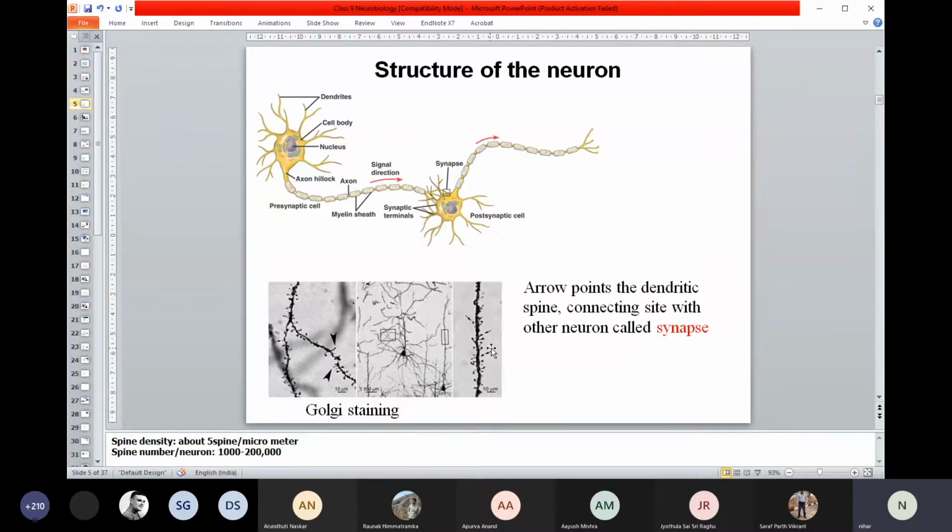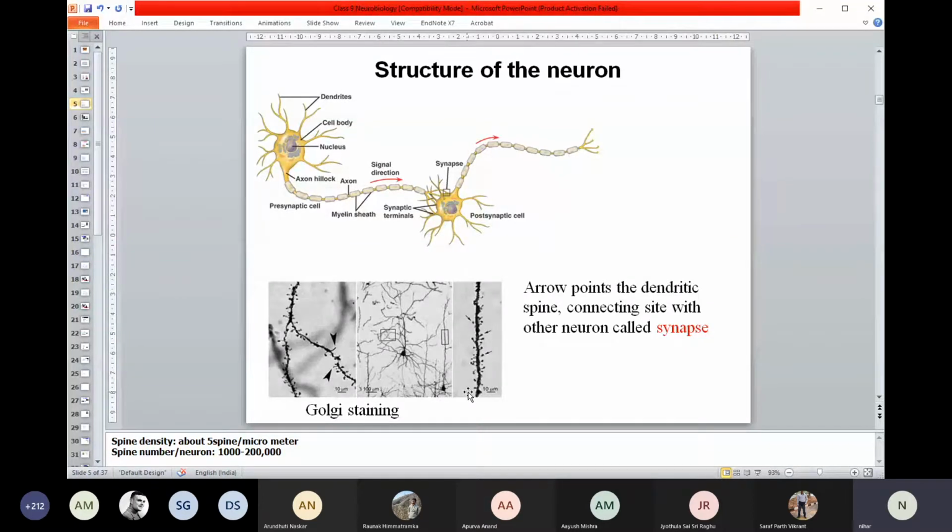Now think about it: if our brain has 100 billion neurons, how many such dendritic spines might we have in our brain? As a small estimation, a single neuron might have maximum about 2 lakh of these dendritic spines. Then you can calculate how many dendritic spines 100 billion neurons can have. These dendritic spines are where you will see the formation of synapses.